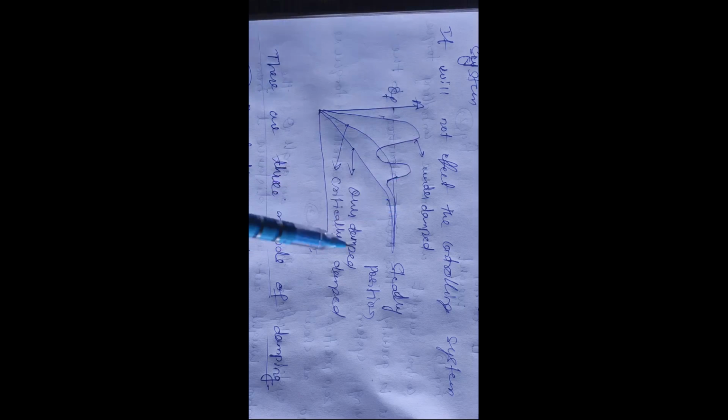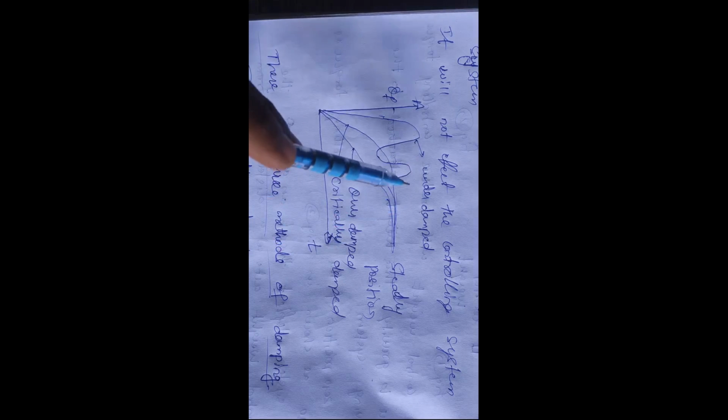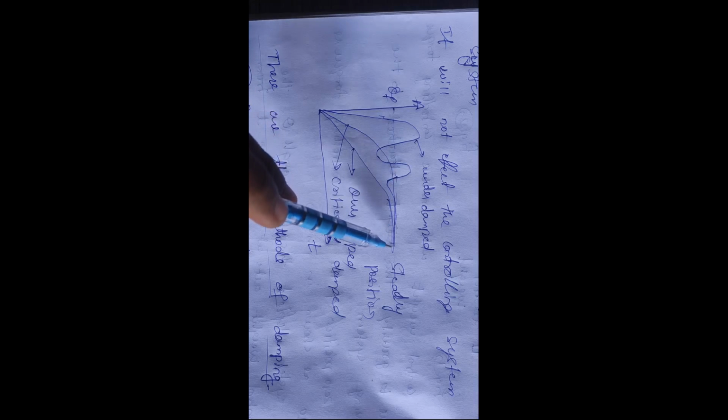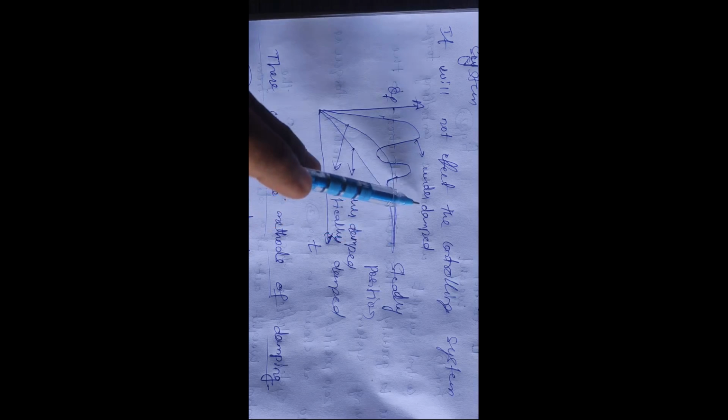In the damping system, see here a simple waveform. There are three conditions: over damped, critically damped, and under damped. If the oscillations continue for some more time and then it comes to a steady position, that is under damped.